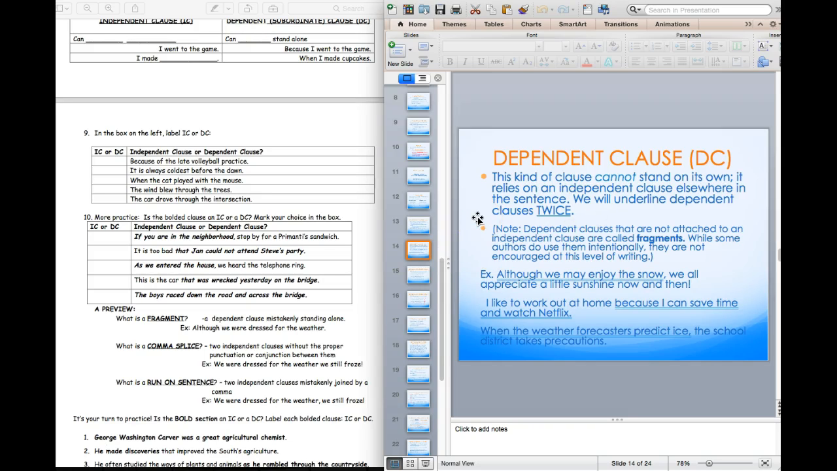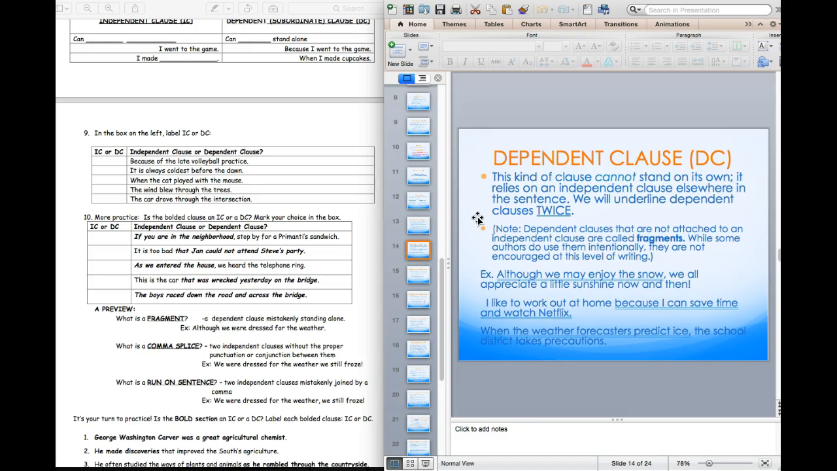Dependent clauses that are not attached to an independent clause are called fragments. We usually don't do them, although some writers use them for dramatic purposes. An example is, although we may enjoy the snow. Now, if my sentence stopped right there, that would be an incomplete thought. Because I can save time and watch Netflix. Still an incomplete sentence by itself. But because these dependent clauses are attached to the independent clause, they are still considered an okay sentence.